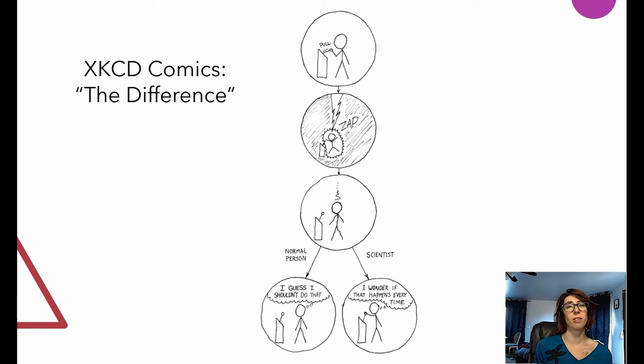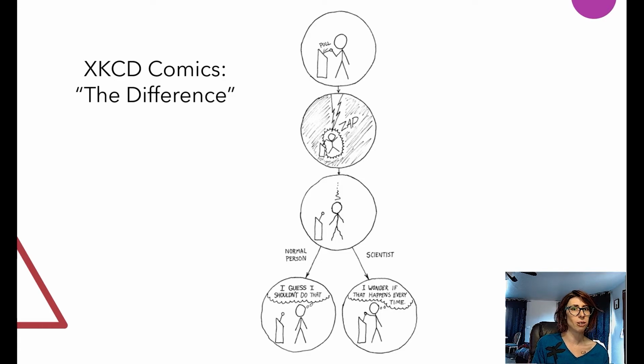And this one's called The Difference. I really like this one. So here, there's a stick figure pulling a lever, and the stick figure gets zapped by lightning. He recovers for a minute, and then a normal person would think, guess I shouldn't do that. I'm not going to pull that lever again. Scientist thinks, wonder if that happens every time. What if it's just a coincidence that he got struck by lightning when he pulled the lever?